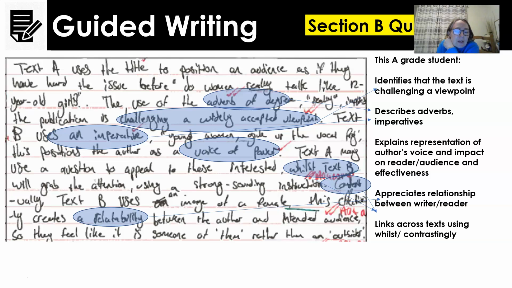Contextually, text B uses an image of a female. This effectively creates a relatability between the author and intended audience. So they feel like it is someone of them rather than an outsider. So there's the explanation of effects. Now, this is the beginning of a whole A-grade essay.